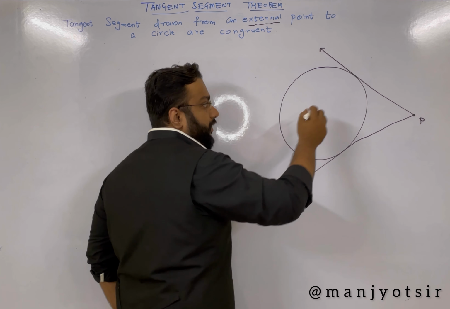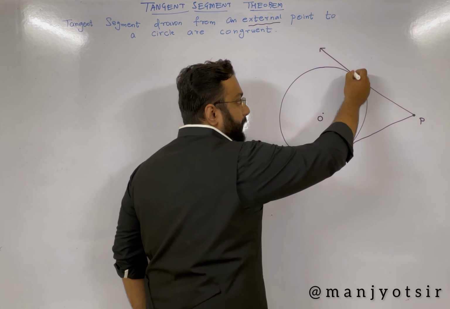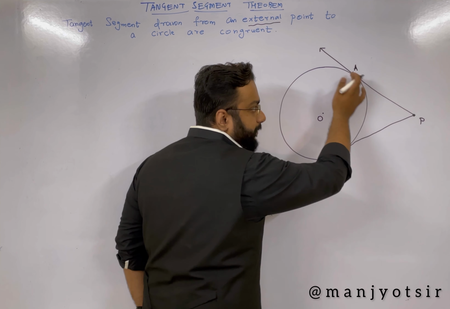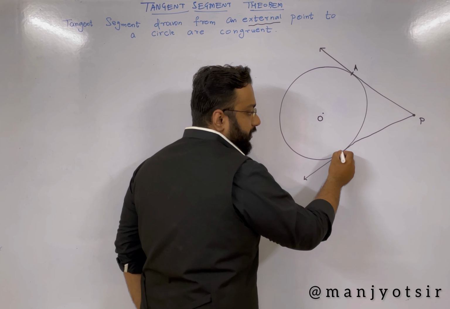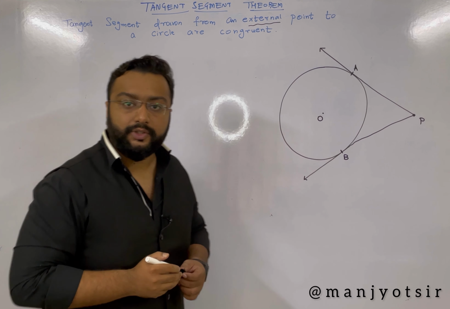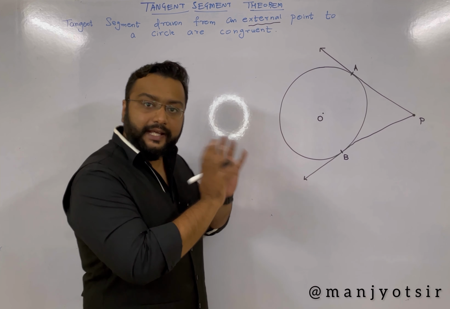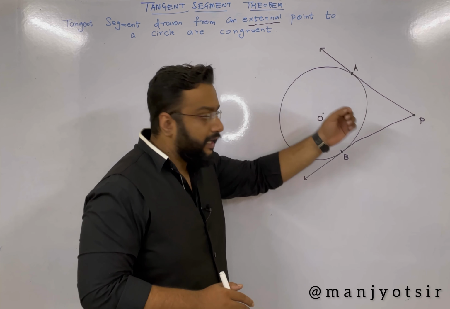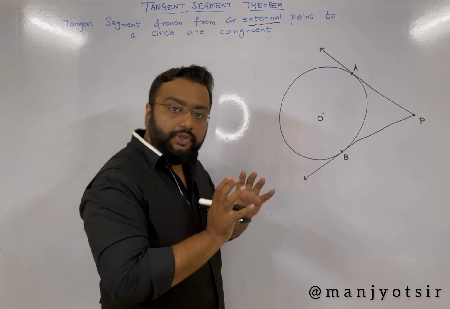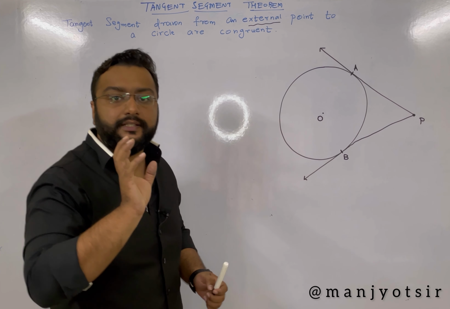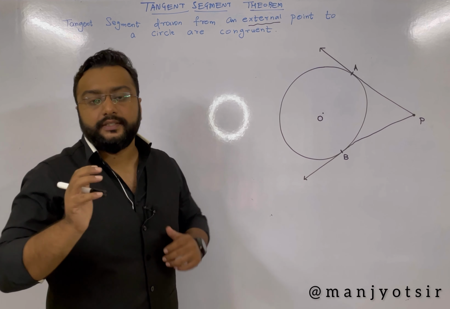Now if you observe here, this tangent PA is nothing but also a segment. Observe here, this PA is a segment, and similarly this PB is also a tangent and a segment. So a tangent segment is a tangent in which there is a segment. So this PA is a segment and this PB is a segment, and it is also a tangent to the circle. So PA and PB are called tangent segments. I hope everyone is clear till here.